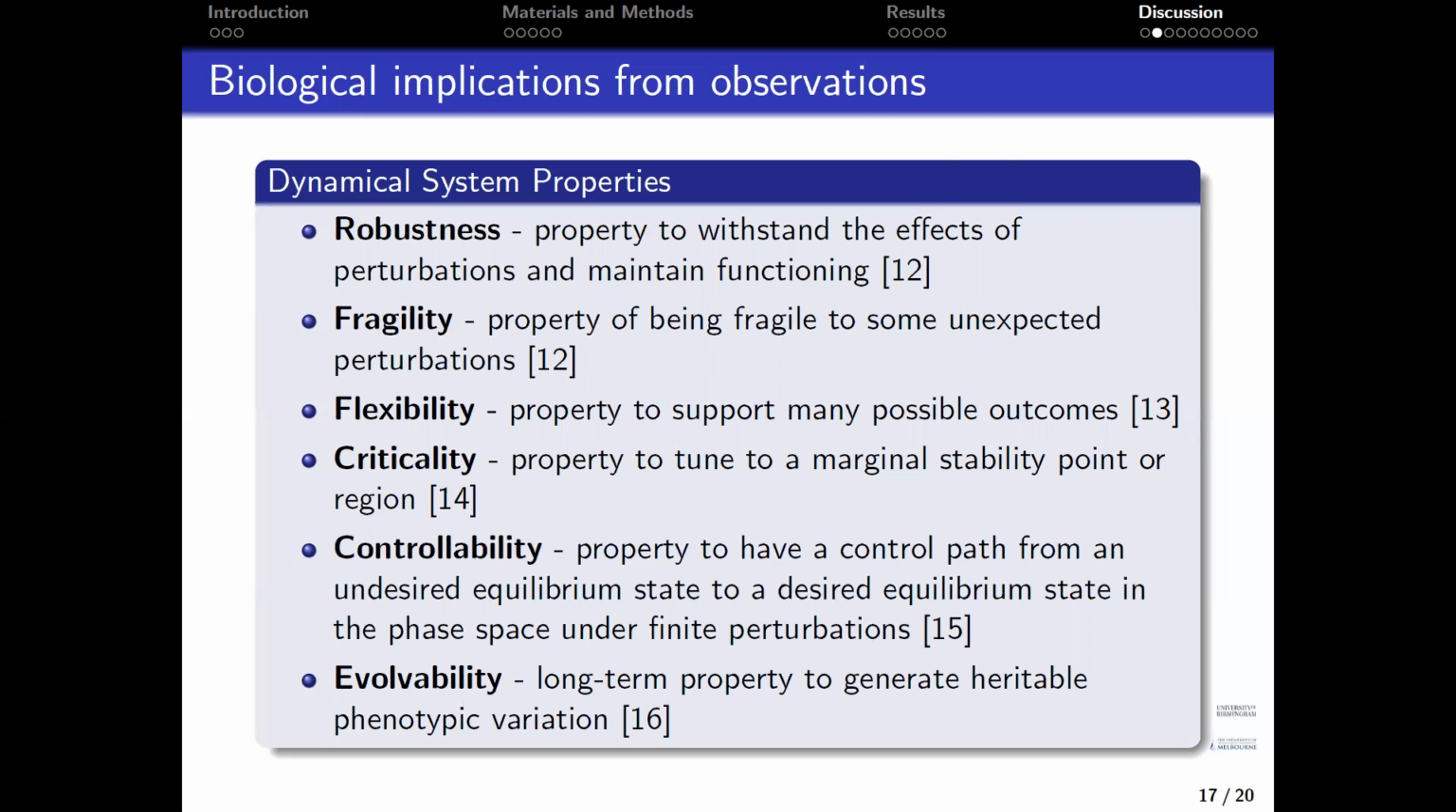System criticality is the property by which it tunes to a point or a region of marginal stability. Controllability of a nonlinear dynamical system is the property to have a control path from an undesired equilibrium state to a desired equilibrium state in the phase space under the effect of finite perturbations. And evolvability is the property of the organism to generate heritable phenotypic variation.